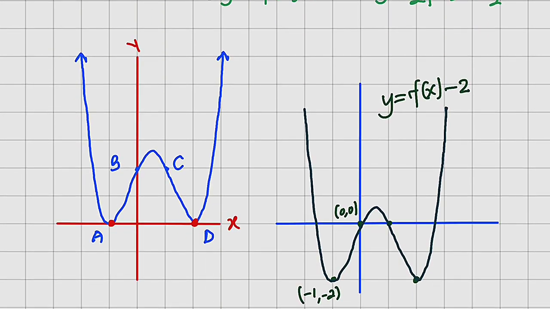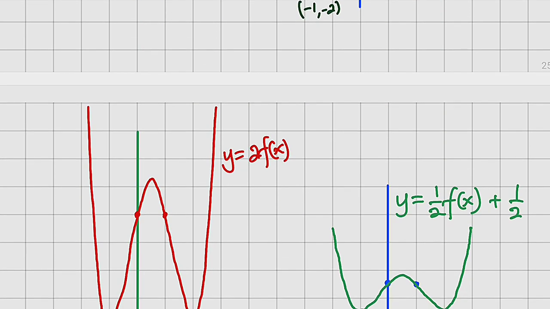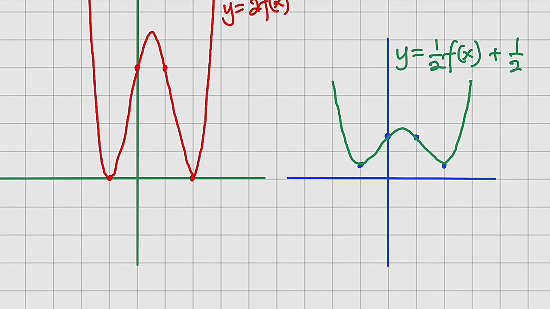So what can you relate? This is the Mother graph, which is right here. If you observe, this one has been shifted 2 units down. This one has been stretched up. And this one has been compressed. So we have a shift, a stretch, and a compress.